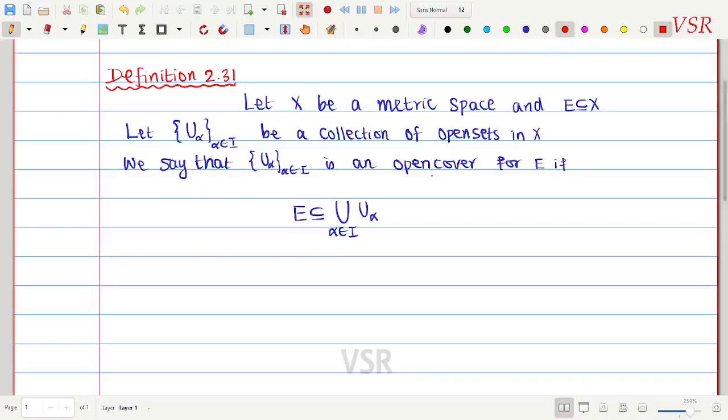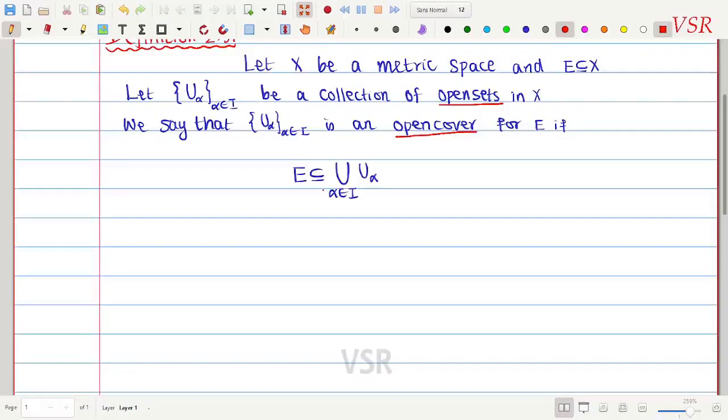Open cover என்ன அர்த்தம் அப்படினா அதுல உள்ள ஒவ்வொரு எலிமெண்ட் என்னவா இருக்கணும், ஓபன் செட்டாக இருக்கணும். அதனுடைய யூனியனுக்குள்ள யார் இருக்கணும்னா கேபிட்டல் E இருக்கணும். Is it okay? So then we say that it is an open cover. Okay. So the next definition is definition 2.32.